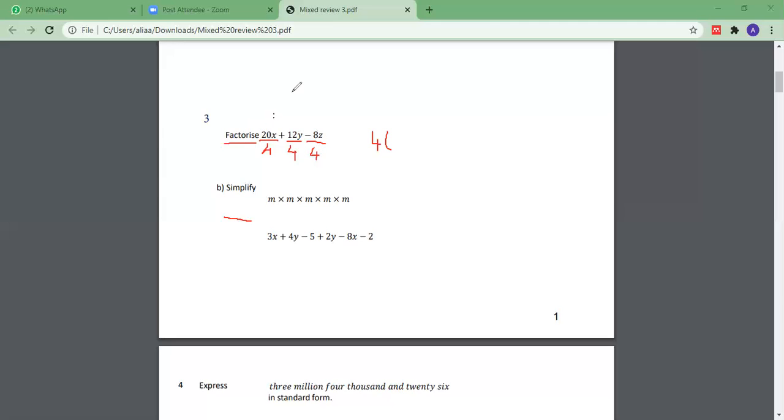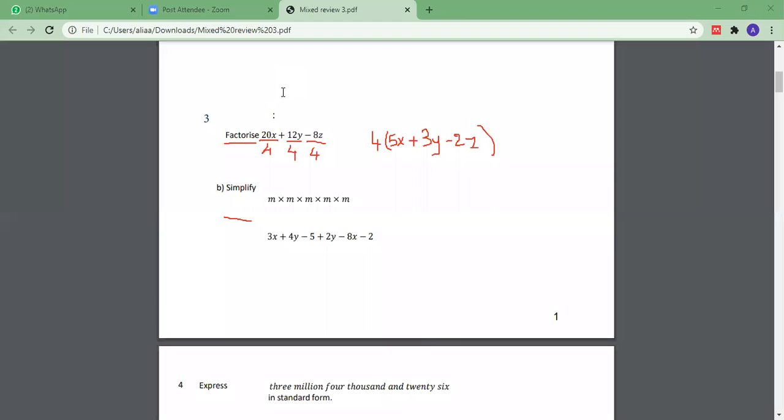20x divided by 4 will be 5x. 12y divided by 4 will be 3y, and negative 8z divided by 4 will be negative 2z. Okay?